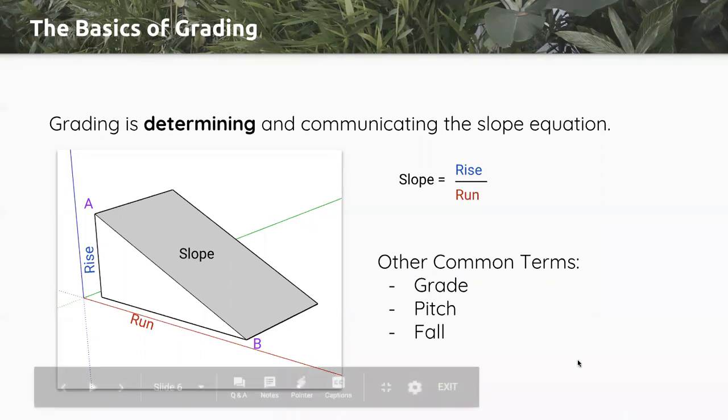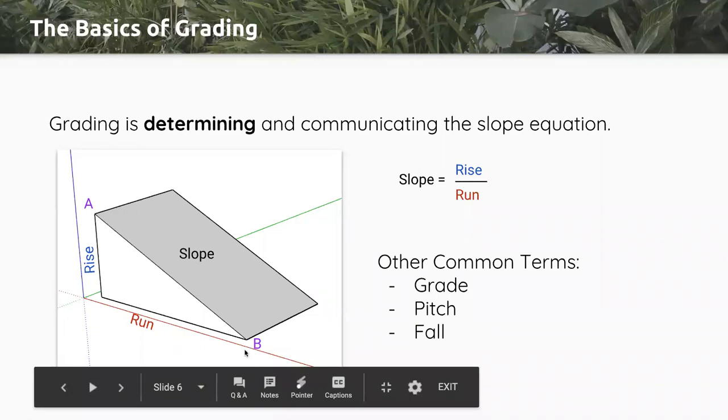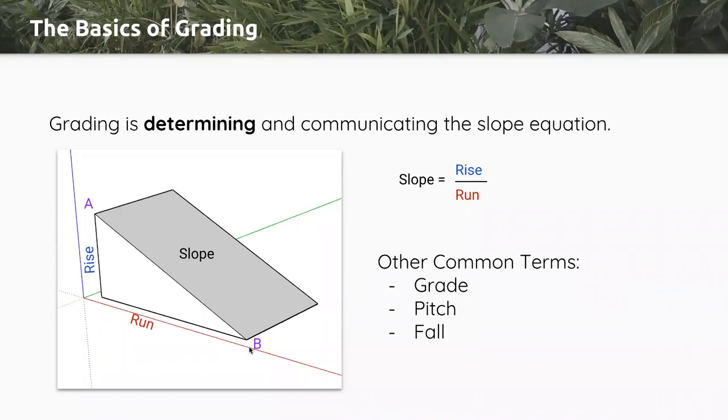So basically, you're trying to get from point A down to point B on the slope and determining what that angle is, and that is your slope. And slope is actually determined by the rise and the run. So slope here is rise over run. This is the equation that you're going to be doing. Slope can also be referred to as grade or pitch as well. And I've seen rise referred to as fall quite a bit in my daily terms.